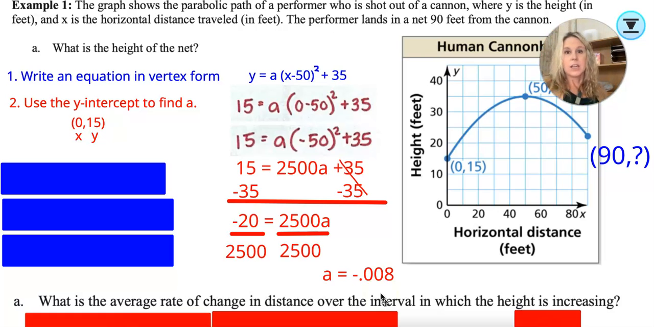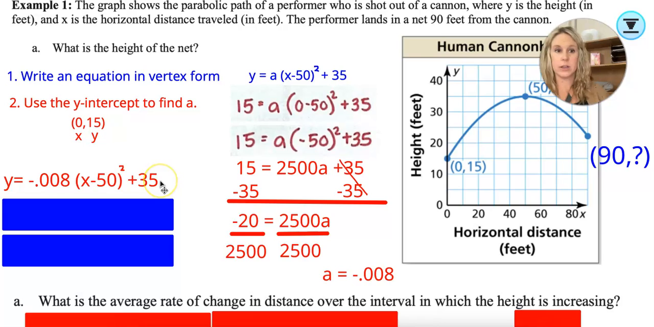Okay. So I now did all that work to find my a value. But again, the question says what is the height of the net? So I'm trying to figure out how high this net is. I'm going to take this a value and substitute it into the front, so I have an official equation. So my official equation of this human cannonball problem was y equals my a value, negative 0.008, and then I just brought everything down with my vertex and vertex.